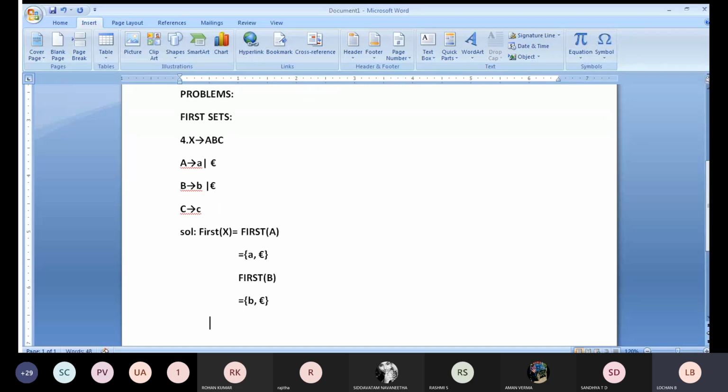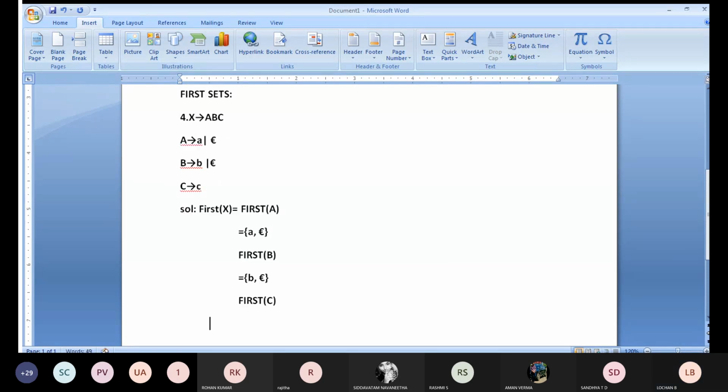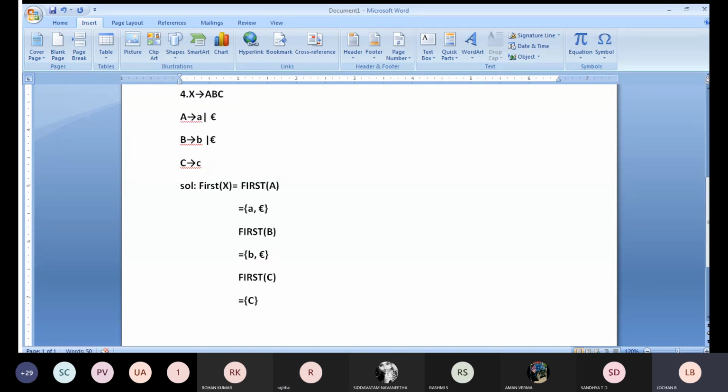So I calculate first of C. What are the terminals you will be getting? Only C, sir. There is no epsilon here, so I stop here. Finally, I combine A plus B plus C, so the final solution is A comma B comma C. Have you understood, or shall I repeat it once again?